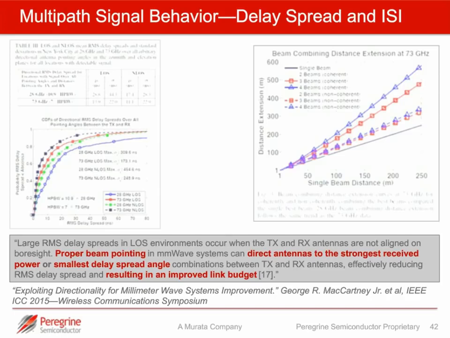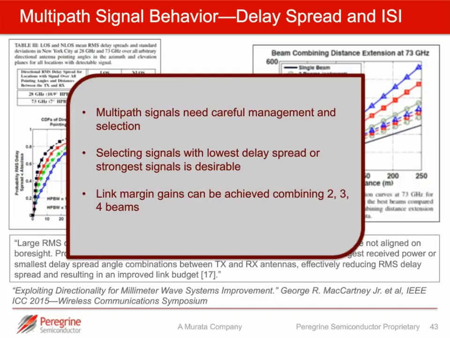So summarizing all of this, multipath signals need careful management and selection. So we want to pick the one with the appropriate delay spread, or the one with the strongest signal. We have the possibility of improving link margin if we combine multiple beams. So this is feeding into the idea that not only is beamforming useful for the reasons we highlighted earlier, but in a multipath environment we can gain additional advantage.